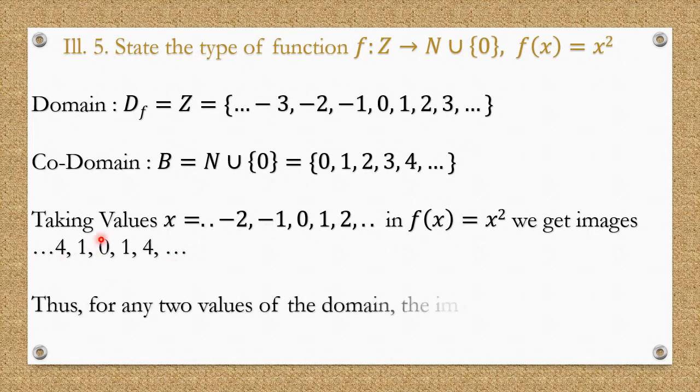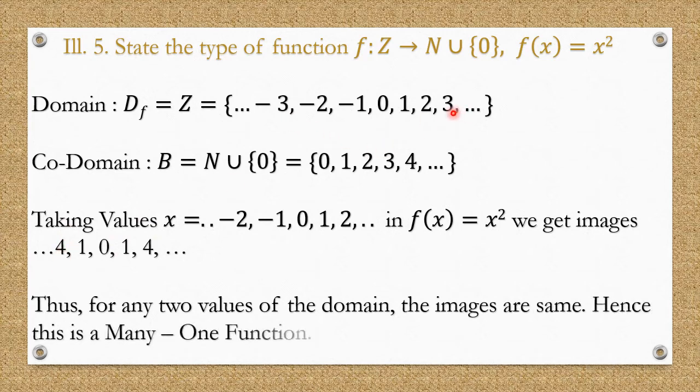So for any two values we take, the images are the same. For -3 and 3, the images are the same. For -2 and 2, the images are 4. For -1 and 1, the images are 1 and 1. So we can call it a many-one function, since two values have the same answer. When each value has a different answer, it becomes a one-one function. When two or three values have the same answer, it becomes a many-one function.